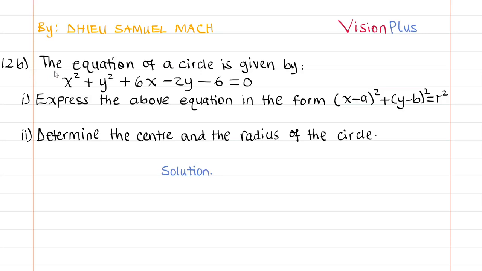Number 12b says the equation of a circle is given by x squared plus y squared plus 6x minus 2y minus 6 equals 0. This is the given equation of a circle in the expanded form. Roman 1 says express the above equation in the form (x minus a) squared plus (y minus b) squared equals r squared.